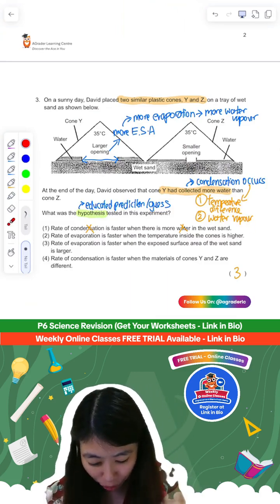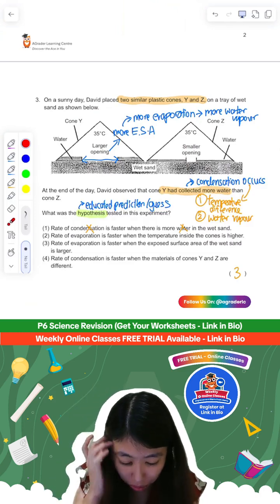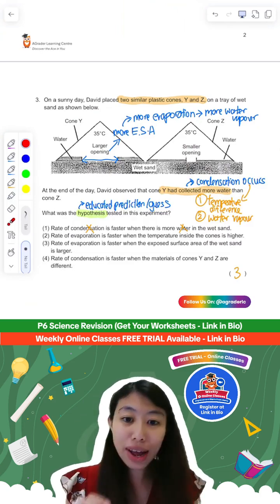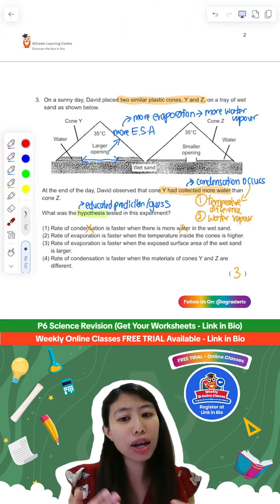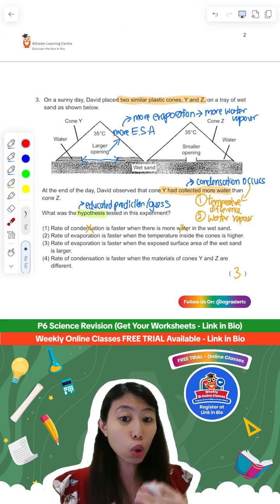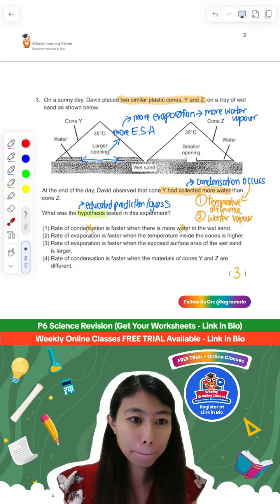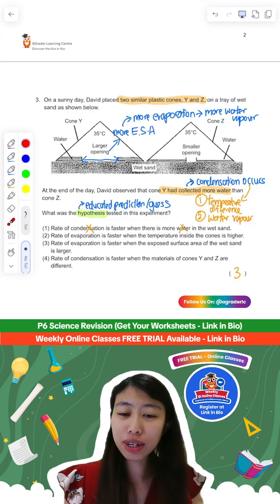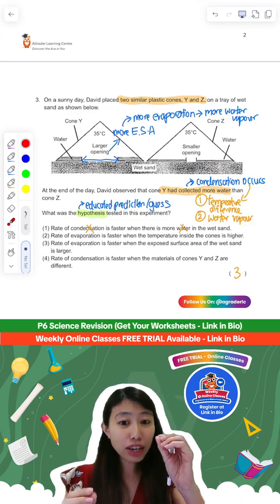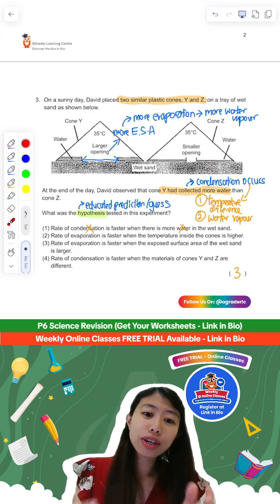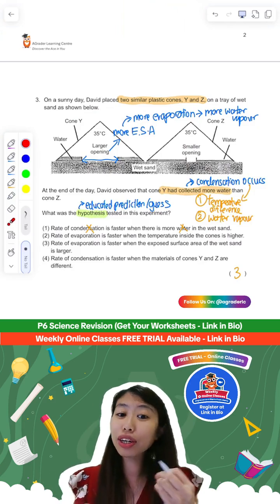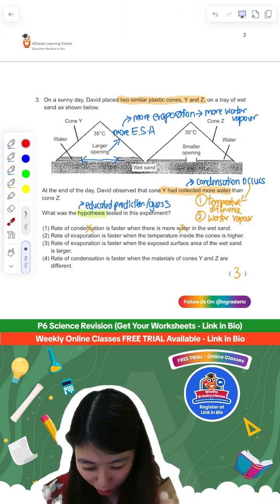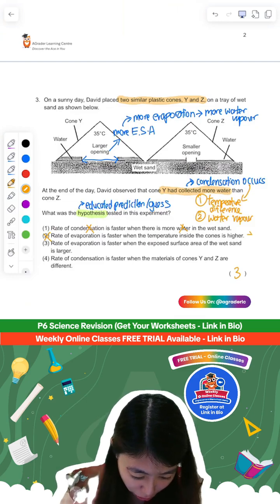Okay, so next, the rate of evaporation is faster when the temperature inside the cone is higher. So everybody, why didn't I choose number two? The science concept is correct, right? But is it shown in this experiment? Is the temperature the change variable in this experiment? No, right? Very good. So I know you must be thinking, hey, option two is scientifically correct, but it is not shown in this question. So for option two, I cannot accept it.